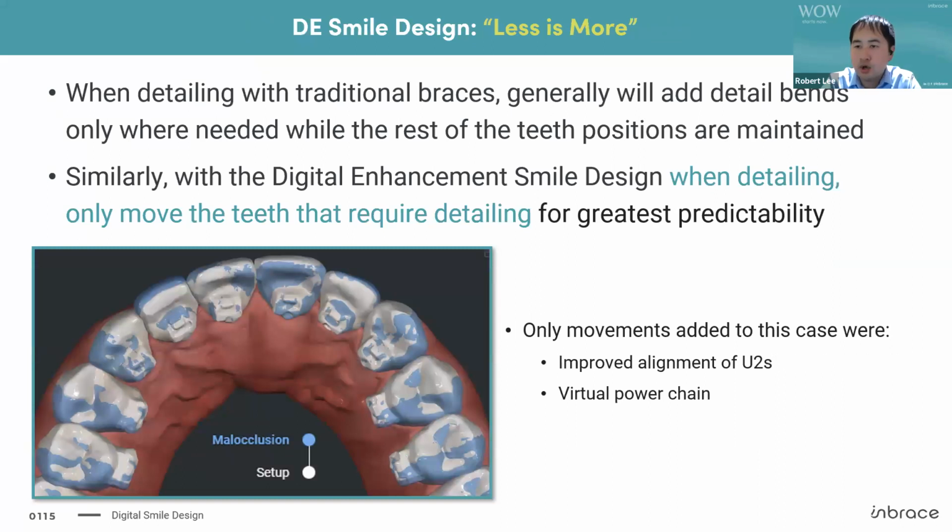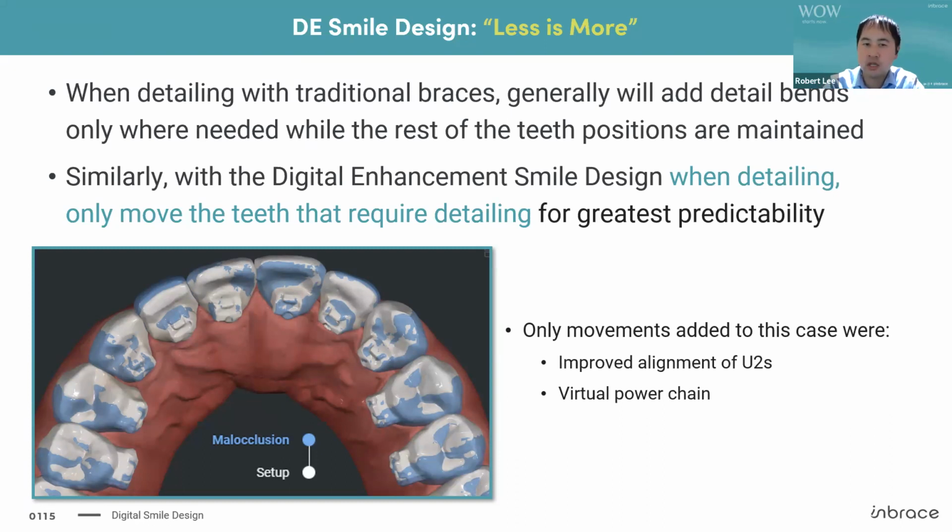Okay, so the last thing to go over now is the digital enhancement. With digital enhancement, I generally recommend a less is more approach. It's just general philosophy, where with traditional braces, normally when you do detailing, you don't detail bend every single tooth. You detail bend just the teeth that you need to adjust. The fewer teeth you detail, the more predictable it's going to be, because every detail bend you do creates a reactionary force that adds a little bit more uncertainty into your equation.